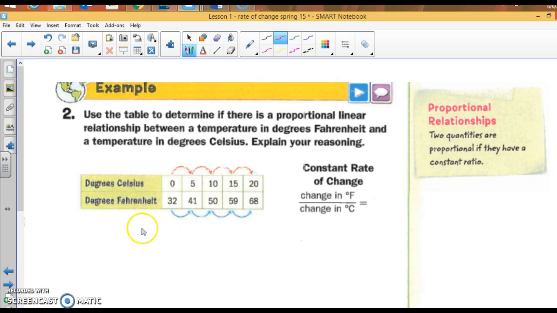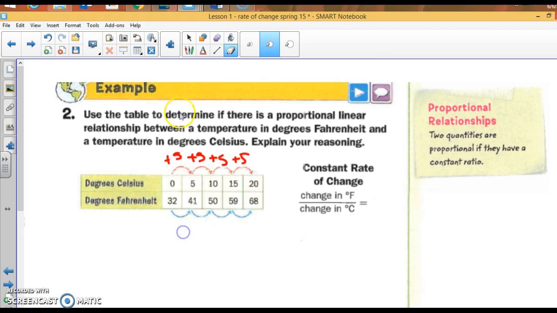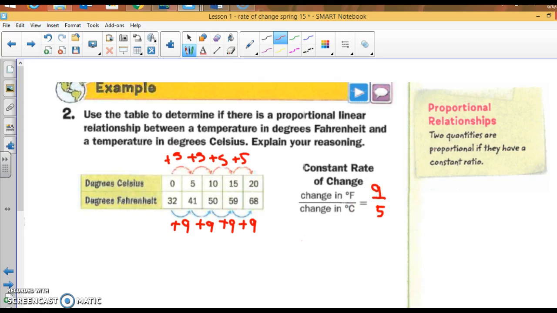Let's look at the rate of change here. We're going up by 9. Add 9, add 9, add 9. So our change is 9 over 5. It is constant. Did it start at 0, 0? No, it did not. So it is not going to be proportional. It is not proportional, but it does have a constant rate of change.